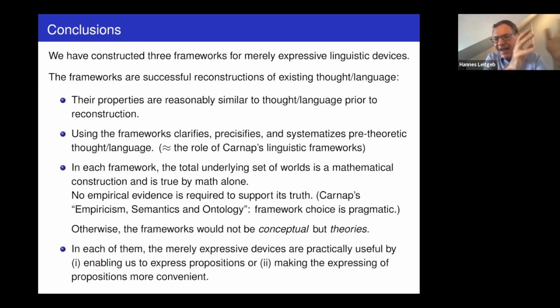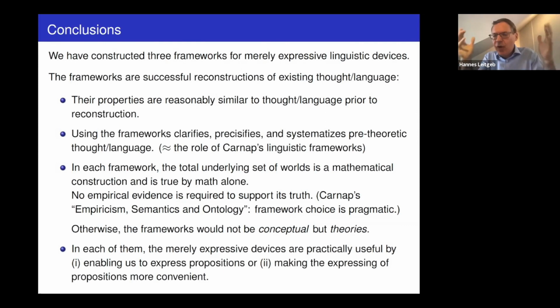My conceptual frameworks are, I think, improvements over the Carnapian notion of linguistic framework. In each framework, the total underlying set of worlds is a purely mathematical construction, and is true in the framework by math alone. I mean, by math and how we set up the framework. If you want to argue for its truth, you don't need empirical evidence.